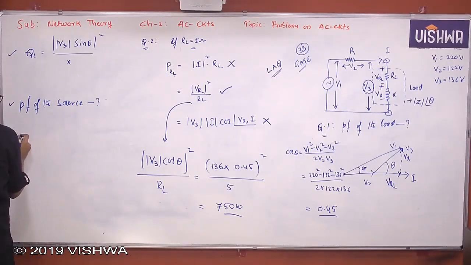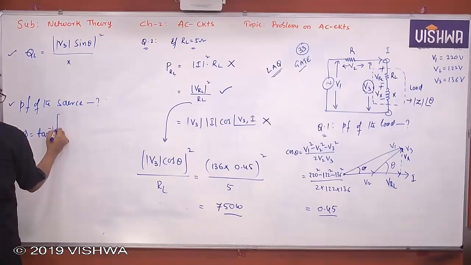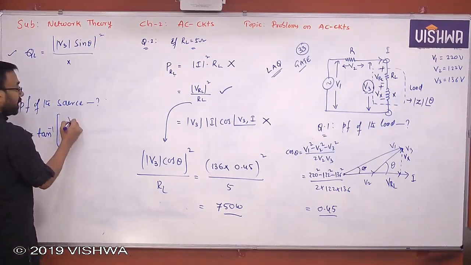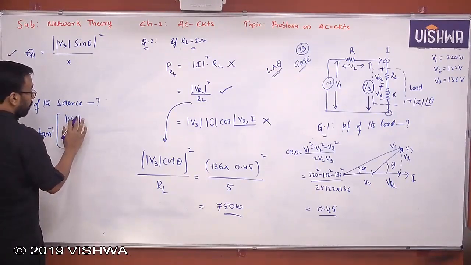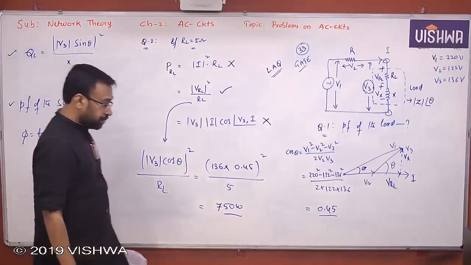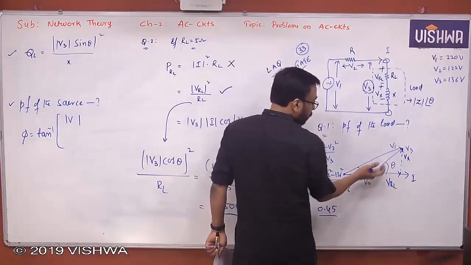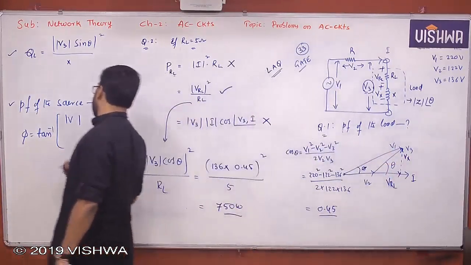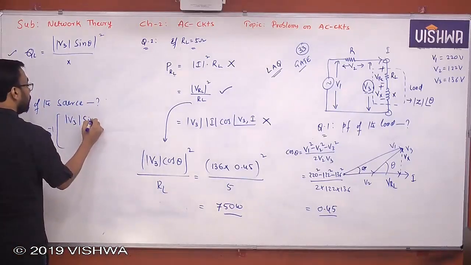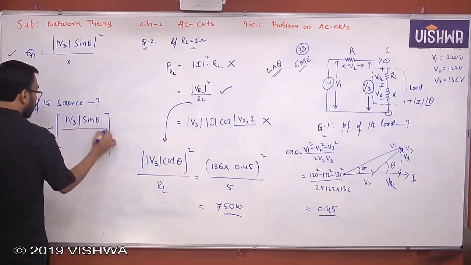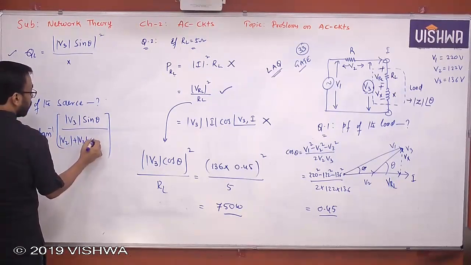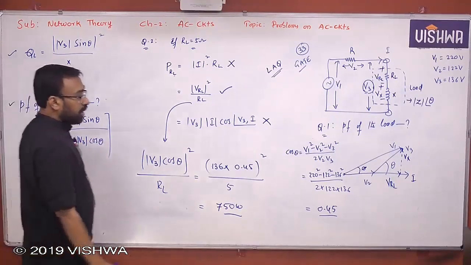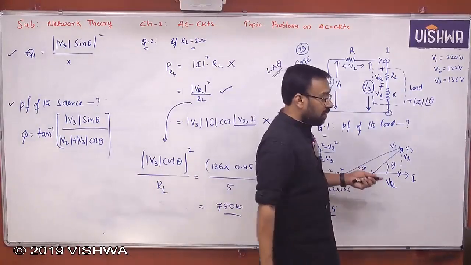Then what is that? I think you know very well. Phi is equal to tan inverse. What was that? You remember, all of you? Vertical components. What was the vertical component here? There is no vertical component for V2, but V3 sine theta, V3 sine theta by V2 plus V3 cos theta. Do you understand? Sum of vertical components by sum of horizontal components.